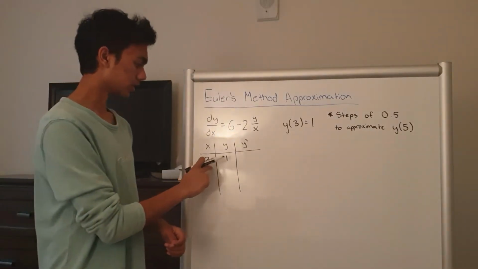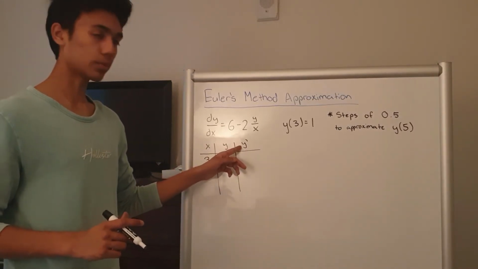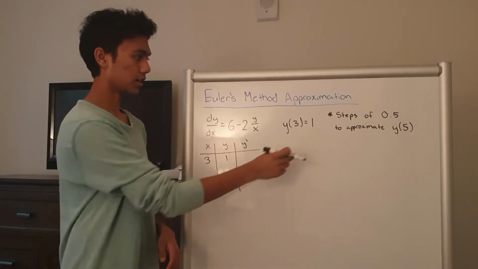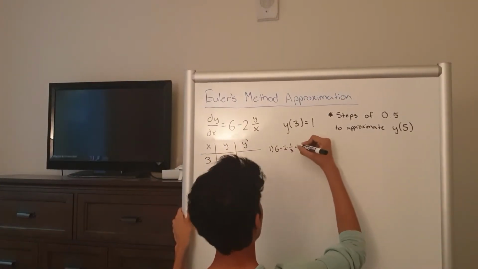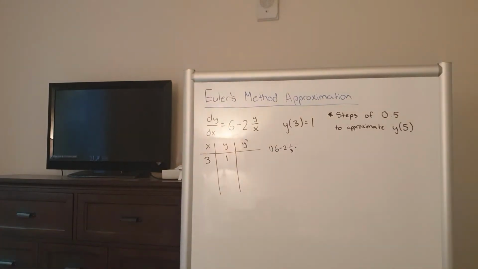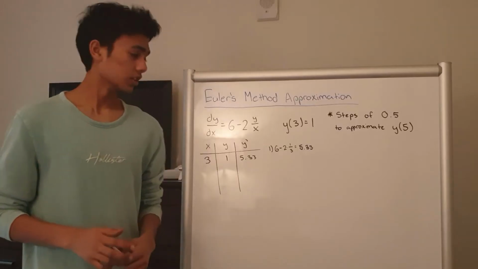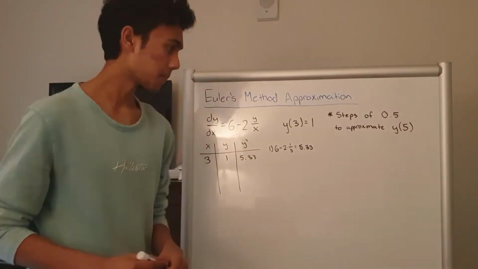I've plugged in our first values here, and we're going to start with finding y prime. To find y prime, we're going to use the differential equation and plug these values into here. So with this, we can construct a line to find what the next step value would be.